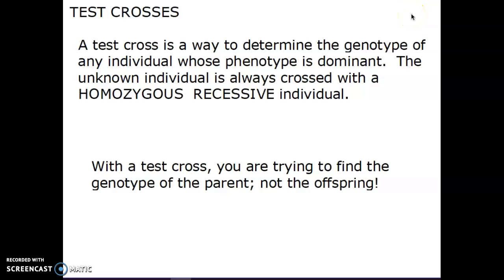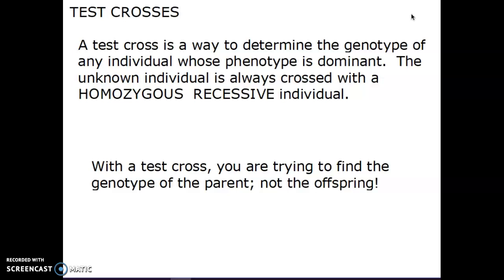Hey, good morning. Today I'm going to show you how to do a test cross and then also show you some incomplete dominance. Okay, so what you do with a test cross is you're actually trying to figure out what the genotype of the parent is.